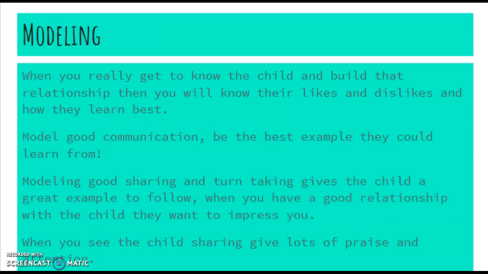The most important thing that you can do, I think, is modeling. Children want to be like adults, especially the adults that they like and that they can trust, and the adults that they have a relationship with. So modeling the good sharing and the turn-taking gives the child a great example to follow. When you have a good relationship with the child, they want to impress you.